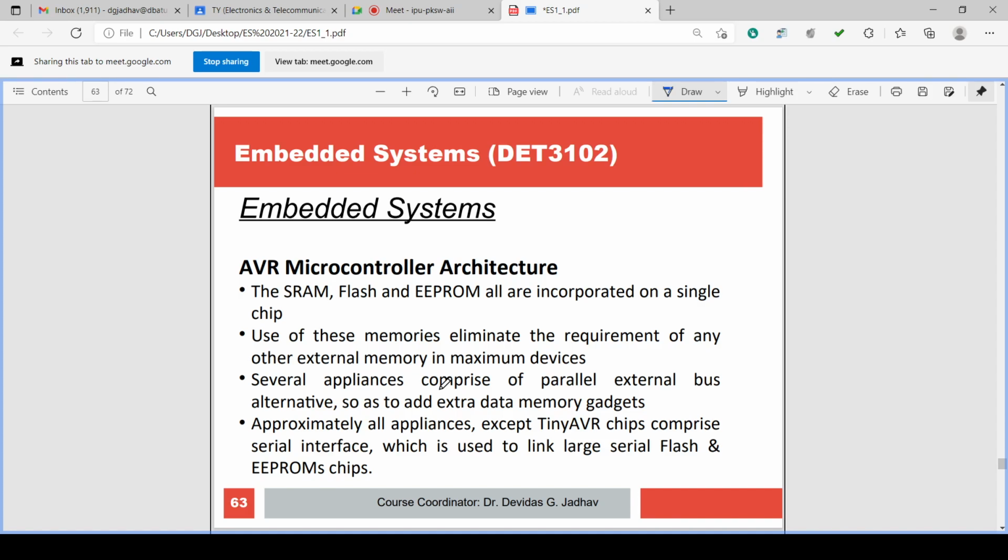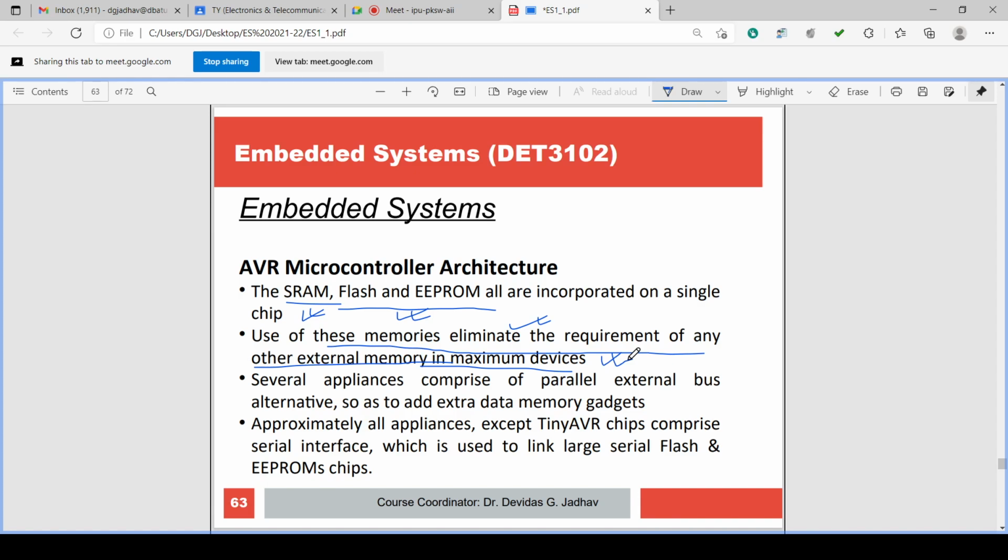ROM and flash are both non-volatile, whereas RAM is volatile. Use of these memories eliminates the requirement of any other external memory in maximum devices. For almost all devices, a large number of devices, use of external memory is not required.